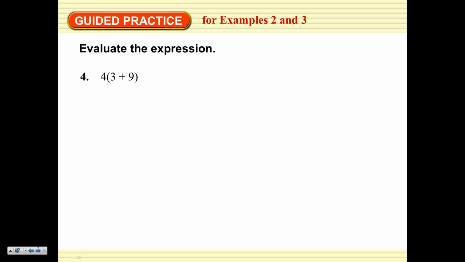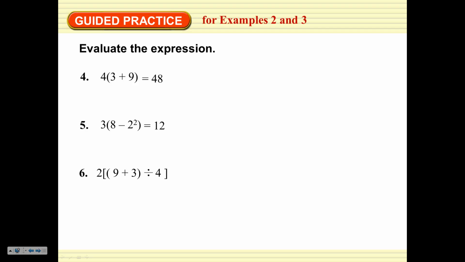All right, for problem 4, we have 4 times the quantity 3 plus 9, and you should have come up with the answer 48. If you did not, please bring that to class and ask. For problem 5, we have 3 times the quantity 8 minus 2 squared, or 2 to the second power. And when we evaluate that, we come up with 12. If you did not get that and you don't understand that, please bring that to class.